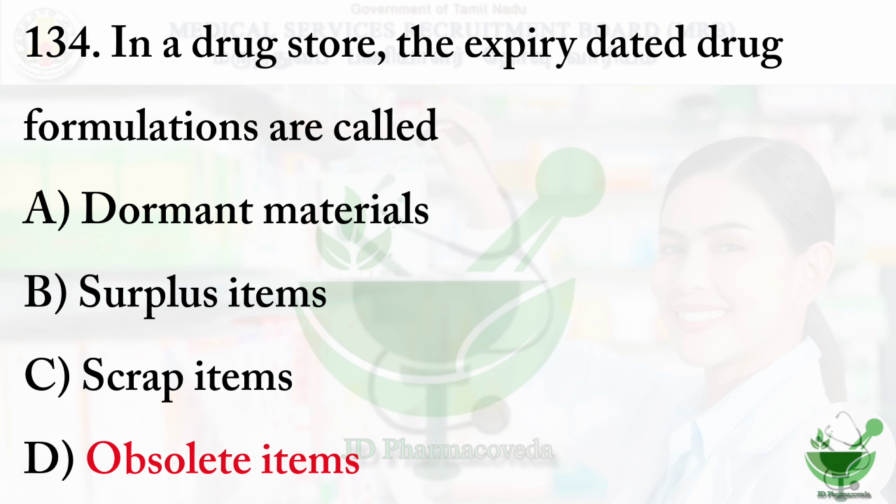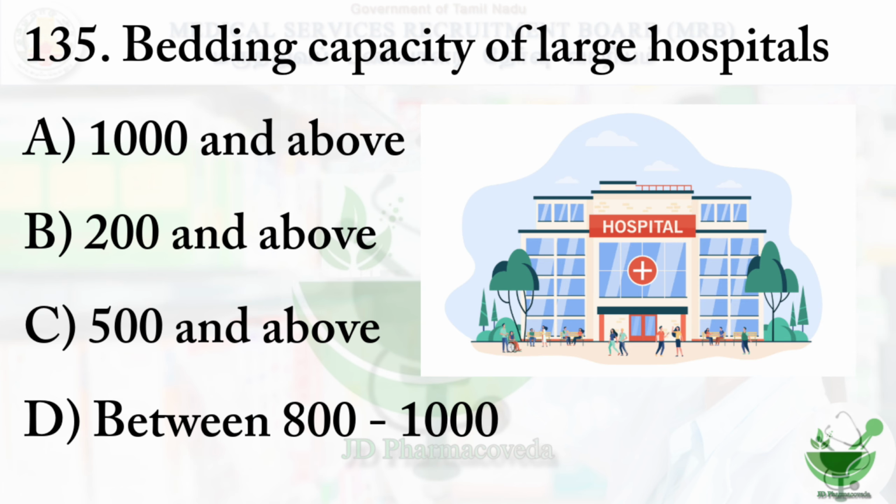Then question number 135. Bedding capacity of large hospitals. The options are option A, 1000 and above, option B, 200 and above, option C, 500 and above, option D, between 800 to 1000. So the right option is option A, 1000 and above. So in the large hospital, their bedding capacity is 1000 and above.